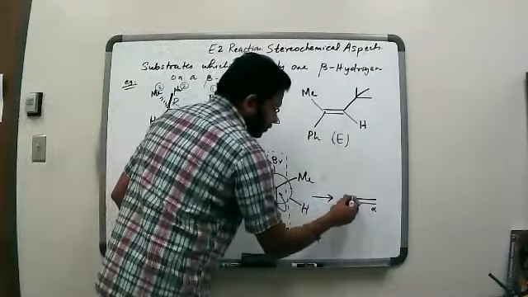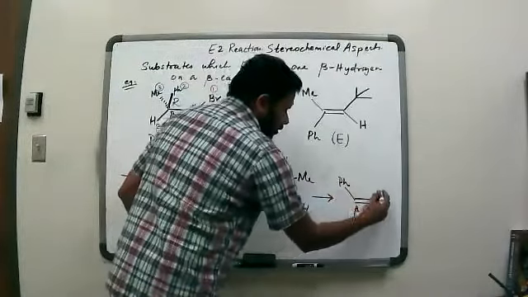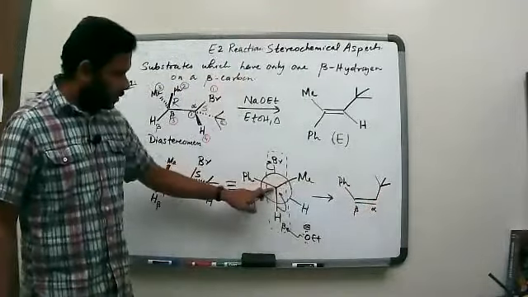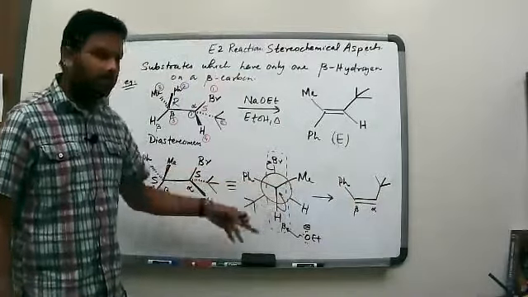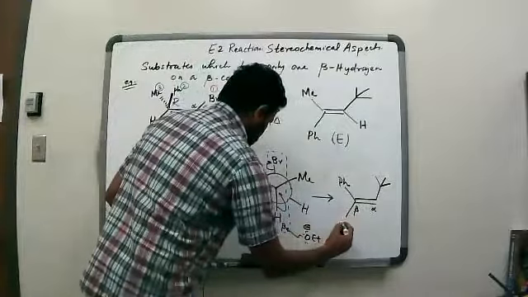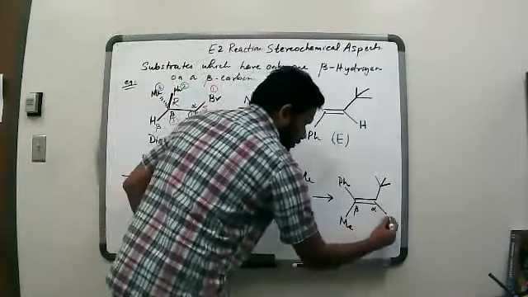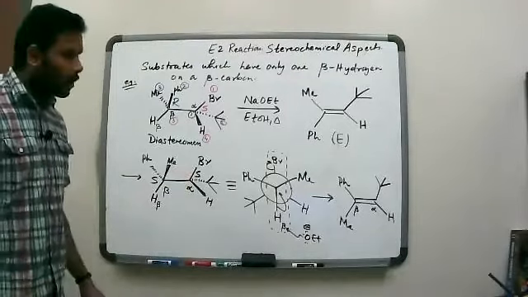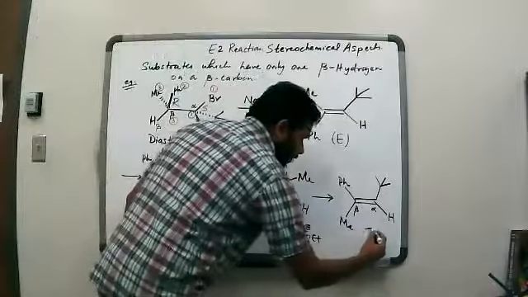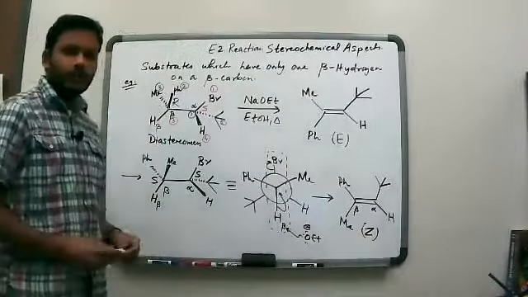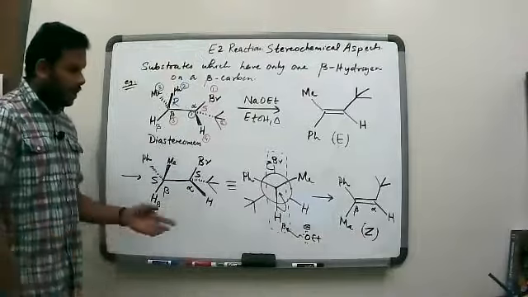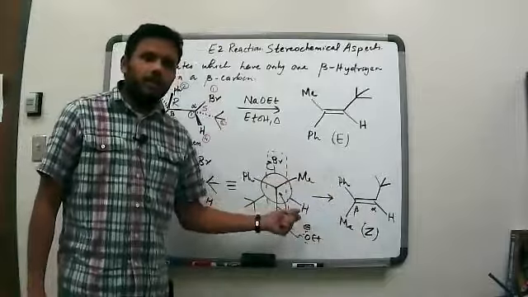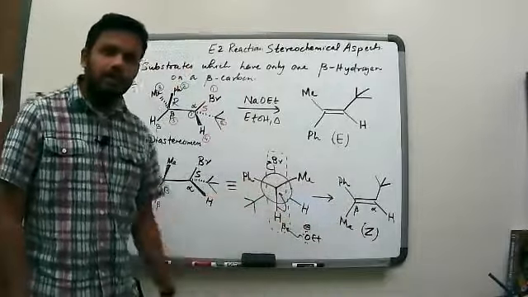So phenyl and tert-butyl are on the same side, and methyl on the beta carbon and hydrogen on the alpha carbon are on the same side. Okay, so that would be our product. And this product here is Z. Okay, that's Z. And there is no other alkene product that we are going to make here. We will only get the Z product.